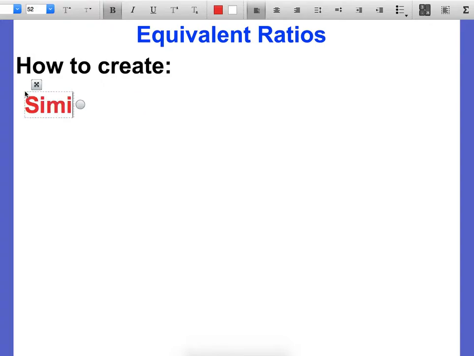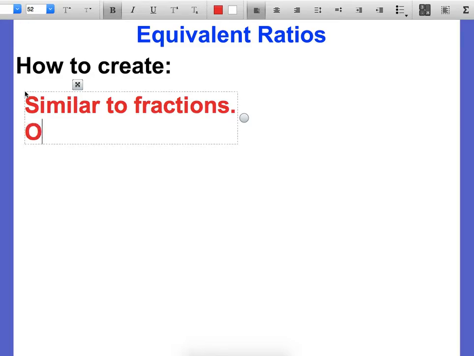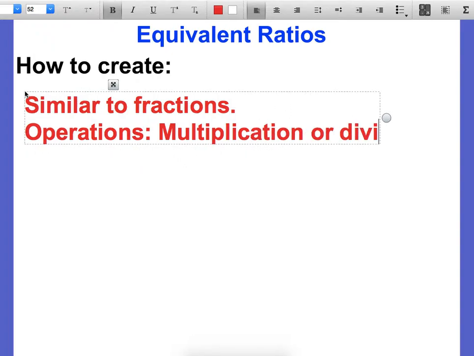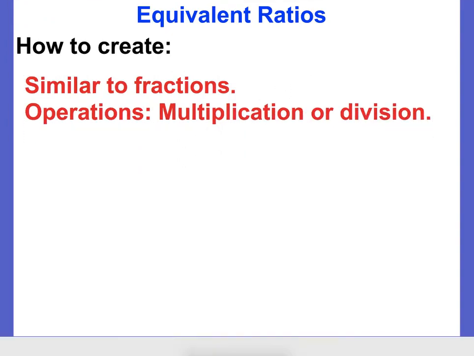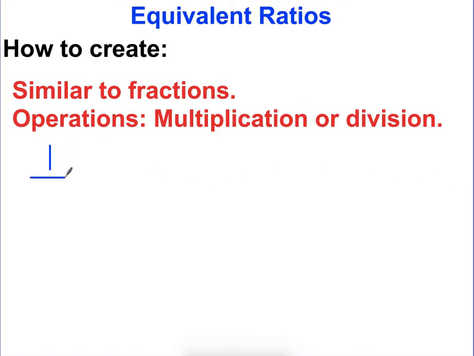It's similar to fractions, and we can typically use multiplication or division. The reason we say "or division" is because they're very closely related. When I have 1/2, if I multiply both by the same number, like times 5 over 5, I'm actually multiplying that fraction by 1, because 5/5 reduces to 1. When we do that, 1 times 5 is 5, 2 times 5 is 10. So I've just made an equivalent ratio there.